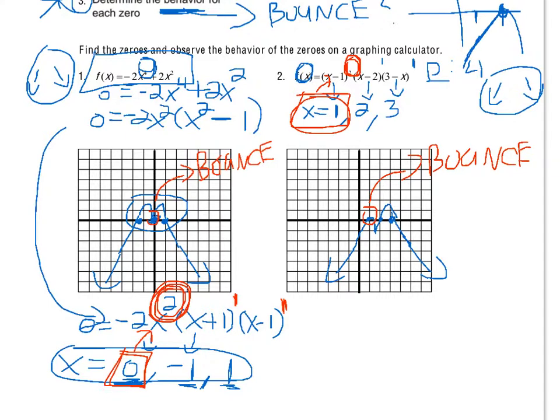All right, stop the video right now and see if you can do number 3 on your own. At this point, you probably can figure out where you're going to get a bounce at the zeros and where it's going to go straight through the x-axis. So do number 3 right now on your own. Pause the video.